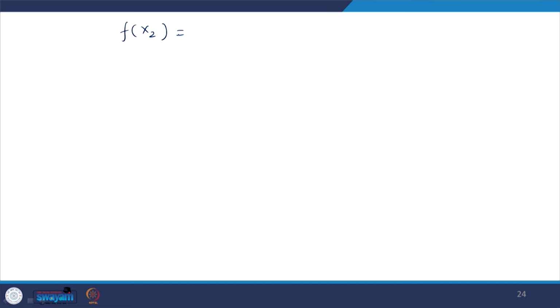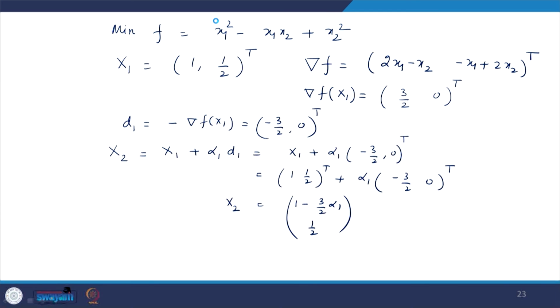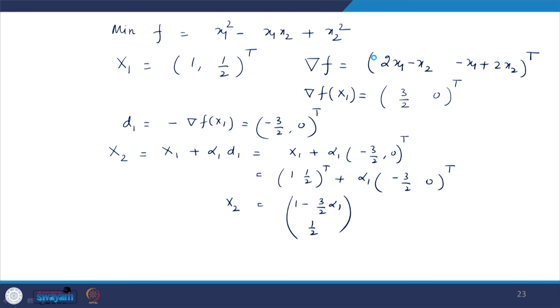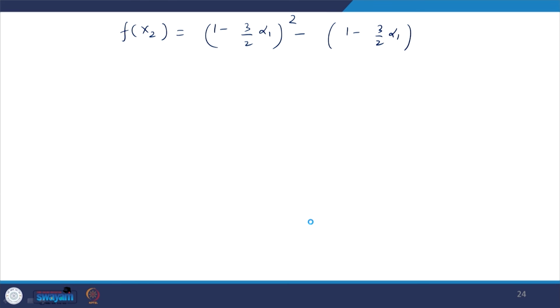f(x2) will be: you replace x1 by (1 minus 3 by 2 alpha 1), so (1 minus 3 by 2 alpha 1) whole square minus (1 minus 3 by 2 alpha 1), and x2 is what? x2 is half. So it is half, plus 1 by 4. So now it is a function of a single variable alpha 1.